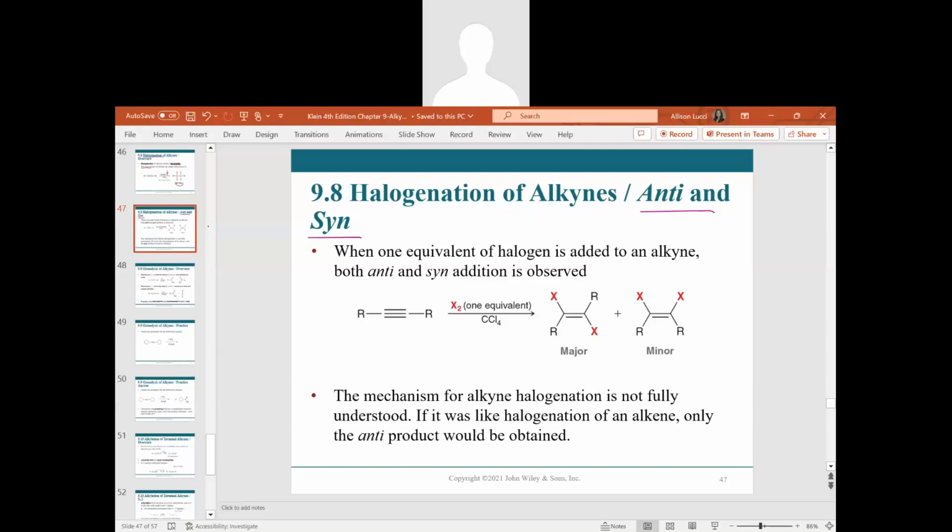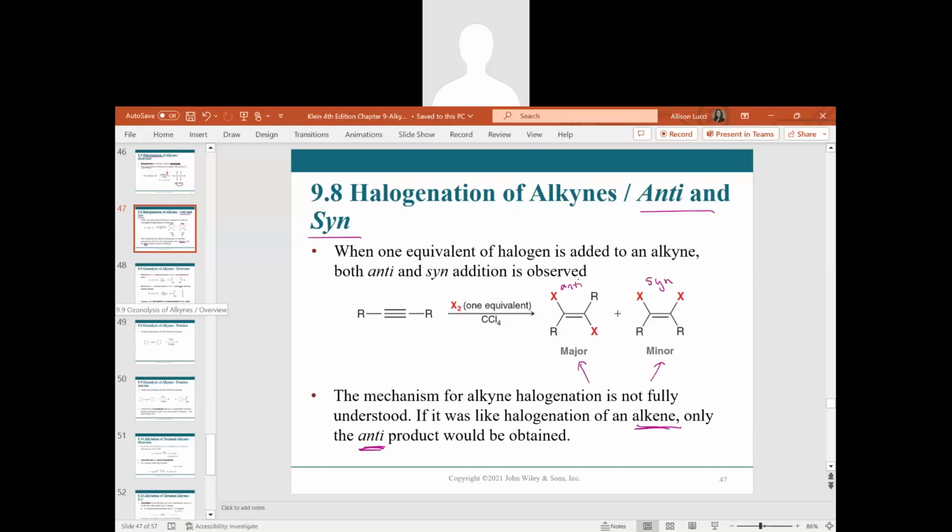This next reaction, we'll see both with one equivalent of our halogen, one equivalent of X2. We would see both anti and syn addition. So it's noted down here that this mechanism is not completely understood, and if this were an alkene, only the anti product would be obtained. But we have a major anti product, and then we also do get a minor syn product as well. So that's everything from 9.8 that you should note.